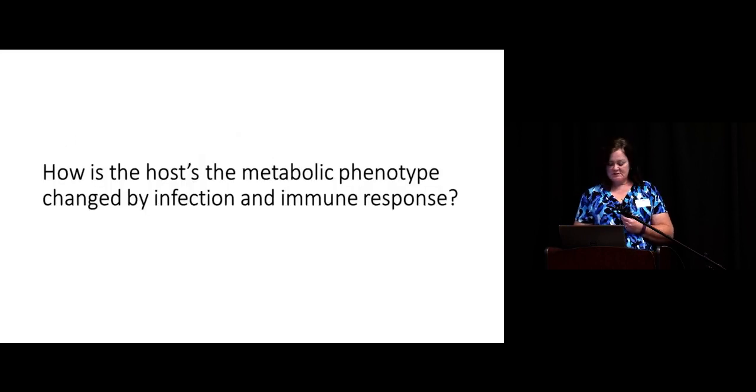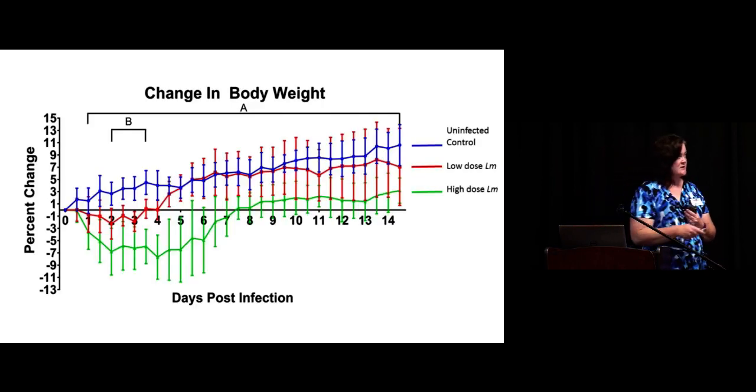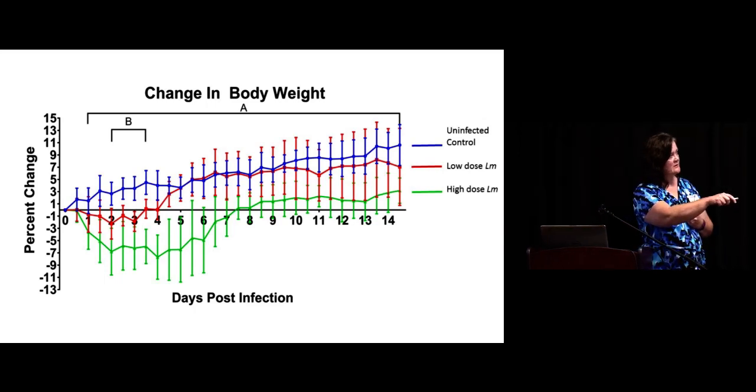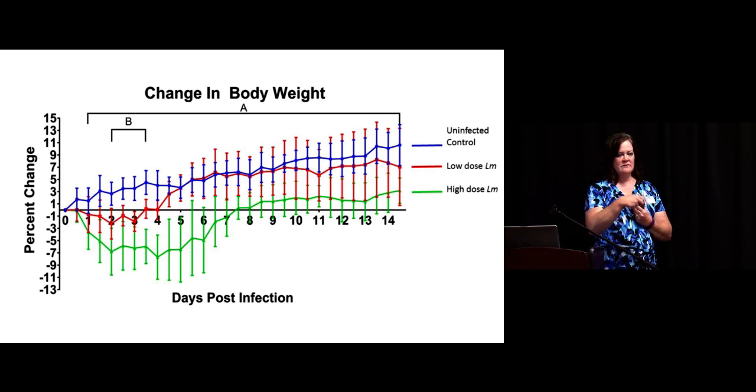But when we actually start looking at the metabolic impact of these 2 infection models, starting with body weight, we see a big difference. So our uninfected control is in blue, and these are younger mice, and they will gain weight every day as part of their natural growth. And so we put them in metabolic cages and we keep them there for 2 weeks, because that is the period of the immune response. And you can see that over this period, the controls gain weight incrementally.